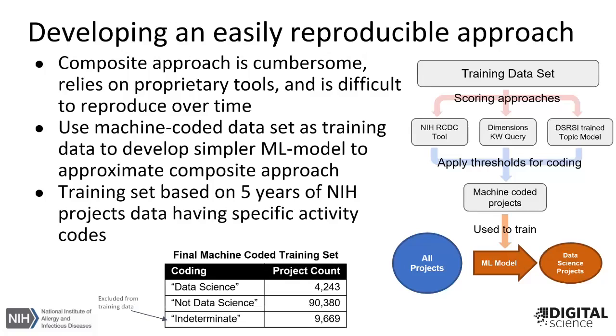The set we ended up building is based on 5 years of NIH projects data with activity codes related to either training or research project grants, and the final coding breakdown is shown in the bottom in the center. Once again, I want to call out these indeterminate projects. These are the projects where even subject matter experts who look at these can't agree if these fall into the definition or not. When we're introducing this to our machine learning model, we have to give these special handling because if we code them one way or the other, it's likely to confuse the model and make the model perform much worse. And so for the sake of training the model, we've excluded these. So we have a cleaner break between things that are data science and things that are not data science.